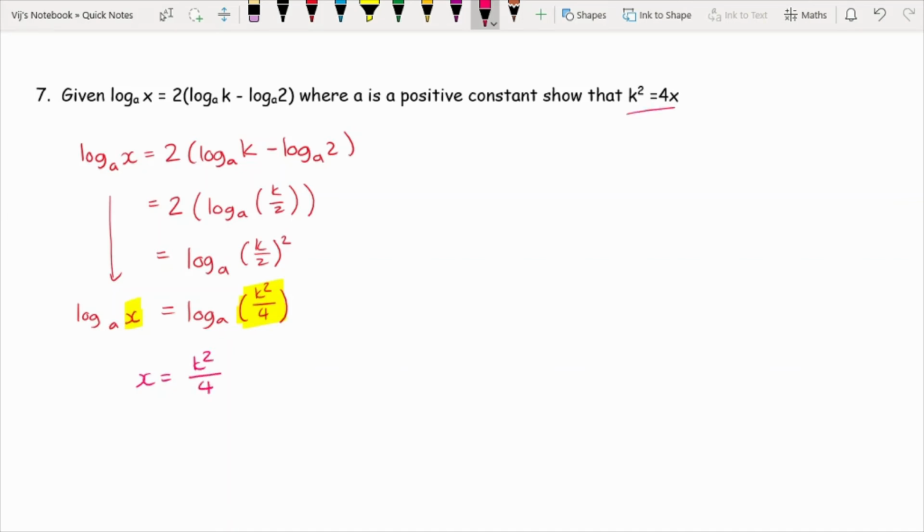Now looking back at the question, they want me to show that k squared equals 4x, so all I need to do is take the 4 over to the side, so I've got 4x equals k squared, and that is what they've asked me to prove.